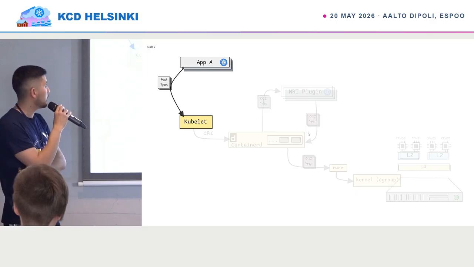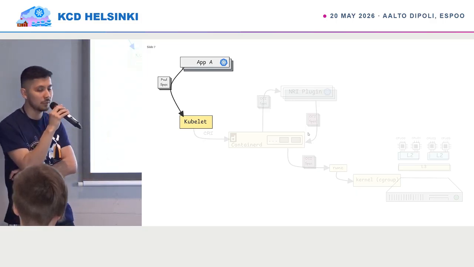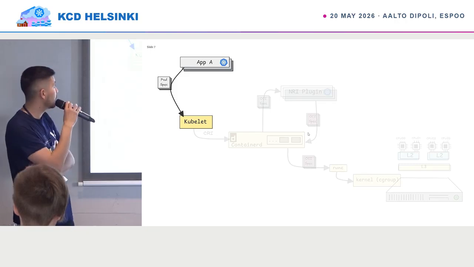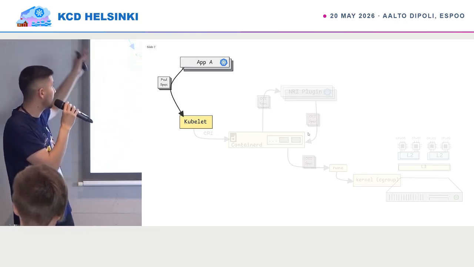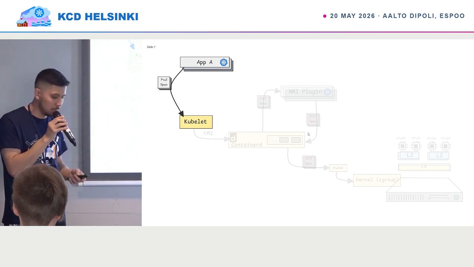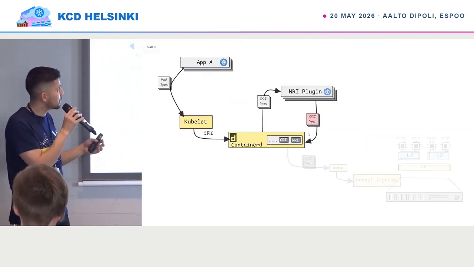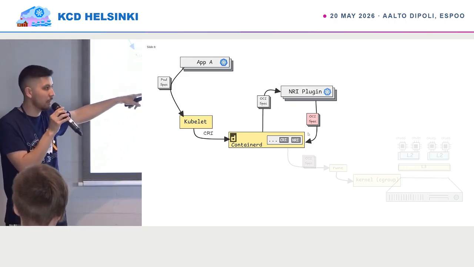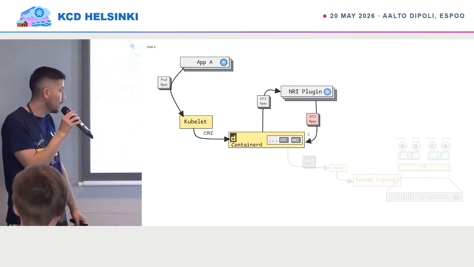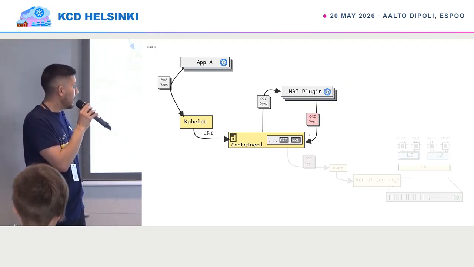So let's discuss a little bit about NRI for those of you who are not familiar with it. Let's say you want to run a time-sensitive or latency-sensitive application. You create your application and install it as a Kubernetes pod. The pod spec automatically goes to kubelet, as you know. Kubelet picks it up, formulates the OCI spec, and then talks to the high-level runtime like containerd or CRI-O, in this case containerd, through the Container Runtime Interface, right?